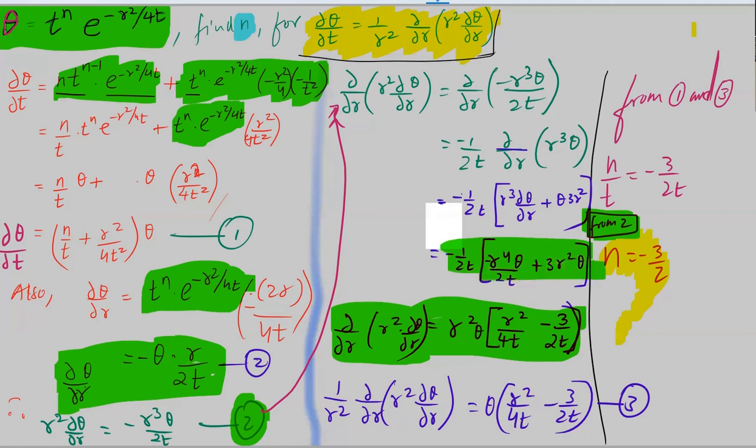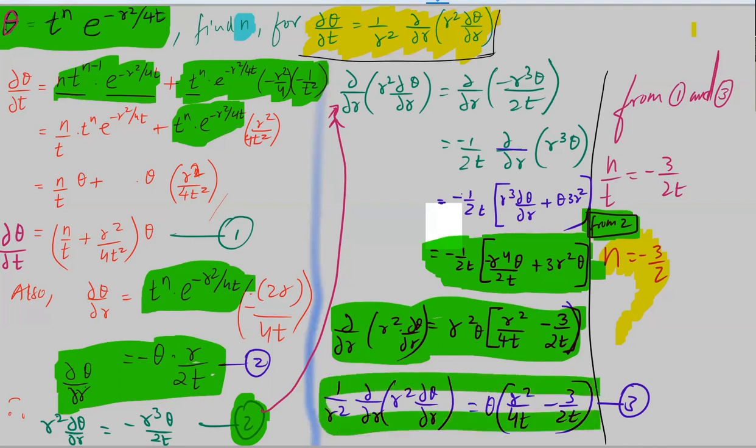So that gives us this equation. That is minus 1 upon 2t, minus r raised to 4 theta upon 2t plus 3r square theta. Minus sign you can take inside. R square you can take common. Theta you can take common. So minus into minus plus, plus into minus minus. And that gives us the equation 3.